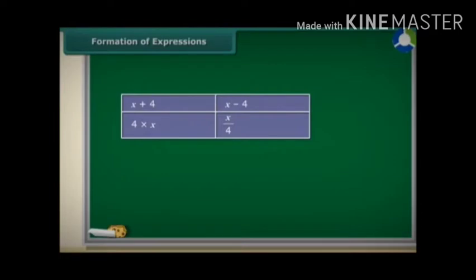Students, look at this image. Here x plus 4, x minus 4, 4 into x, x divided by 4. So 4 is the constant, x is called a variable. Here the plus, minus, multiplication and divide symbols are called operators. So x plus 4, they are two terms.